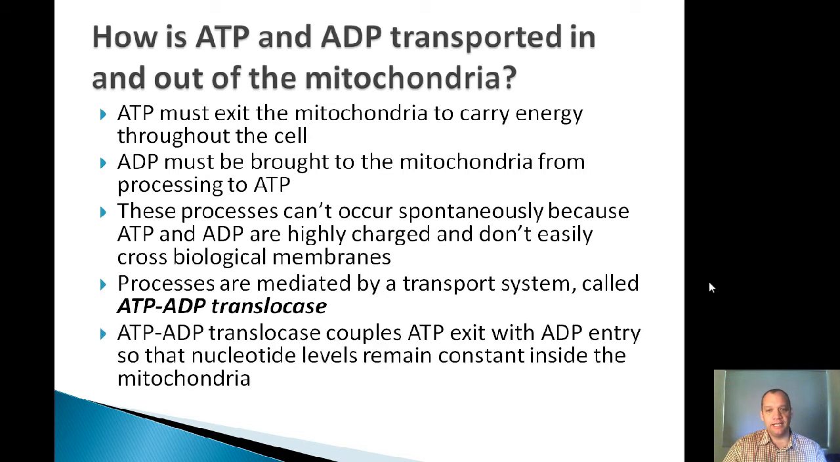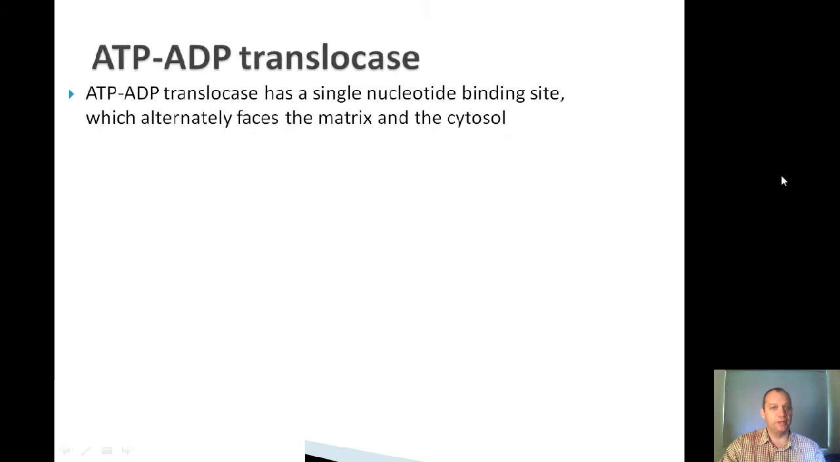So this transport is mediated by a system called the ADP translocase. It couples ATP exit out of the mitochondria with ADP entry into the mitochondria so that nucleotide levels actually remain constant. So it is an exchange, an antiport system, and we call this type of transport kinetics ping pong kinetics. So how does this work?